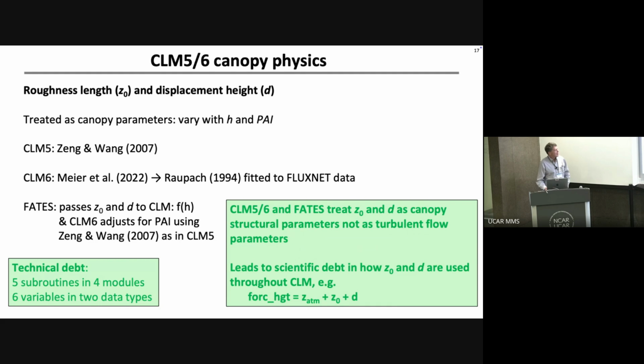But the point is that CLM and FATES are treating roughness length and displacement height as canopy structural parameters, not as turbulent flow parameters. And that leads to scientific debt in how these are used throughout CLM. And a really important one is that the forcing height in CLM is actually taken to be the height of the atmosphere above Z naught and D. But remember, I've just told you that in the roughness sublayer theory, D emerges from the turbulent flow. So how can you calculate D if you don't know the forcing height to get the turbulent flow? But if you don't know the turbulent flow, you can't get D.